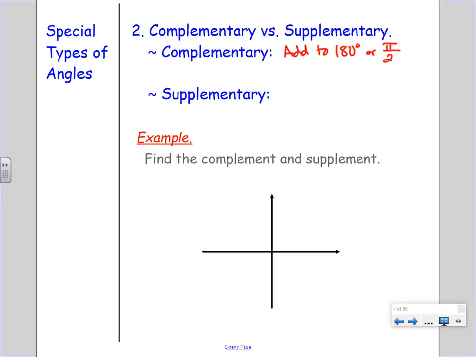Coming back. Adding to 180 degrees or adding to pi over 2. Complementary. Are those equivalent? No. What should be there? 90. Thank you. What was I thinking when I wrote 180? Supplementary. Exactly. Supplementary. Those add to 180, or a full half circle, and a full half circle, a full calzone, is going to be who? Pi.